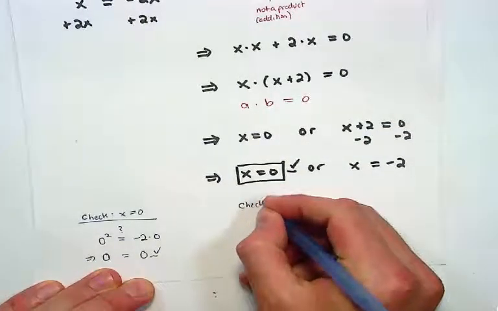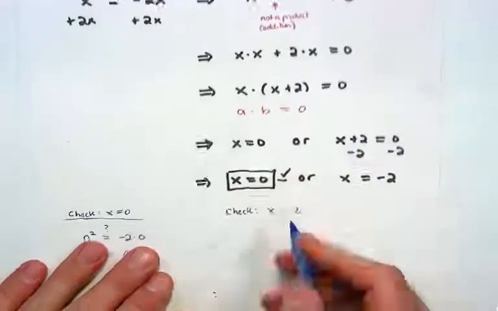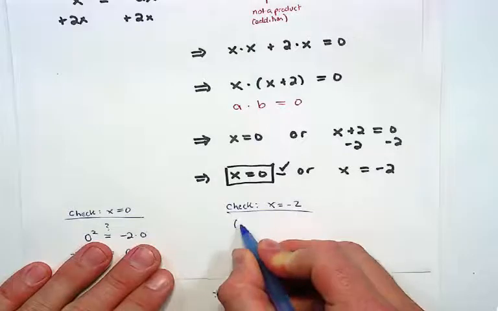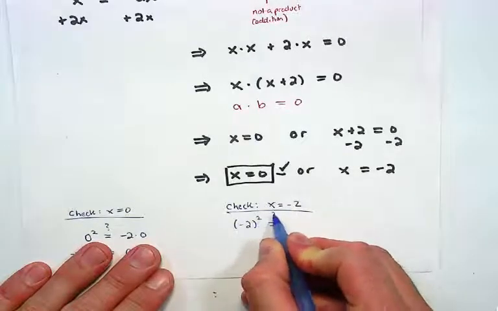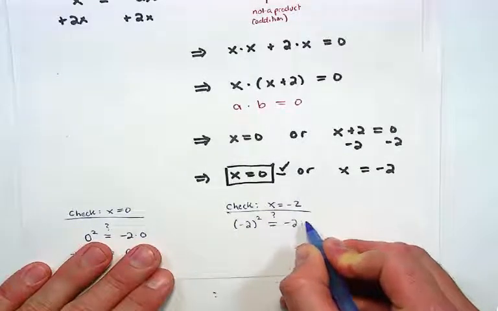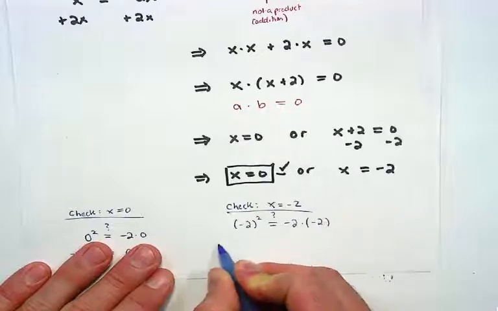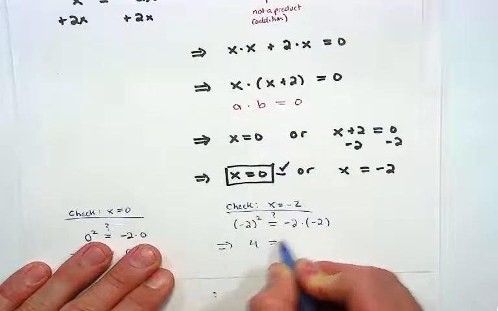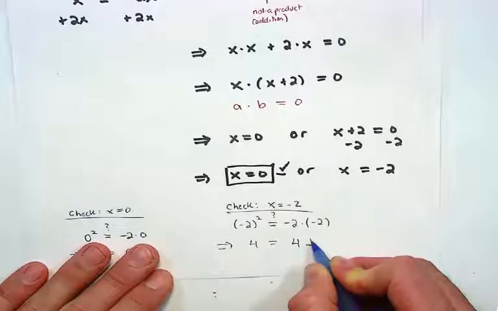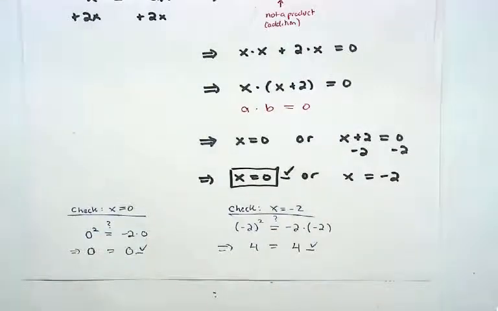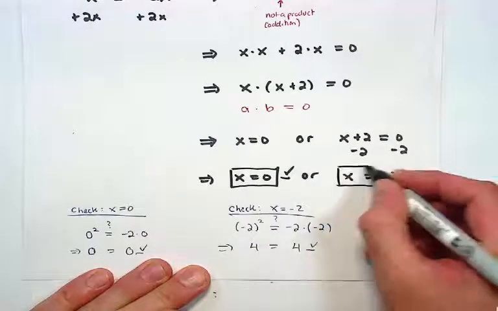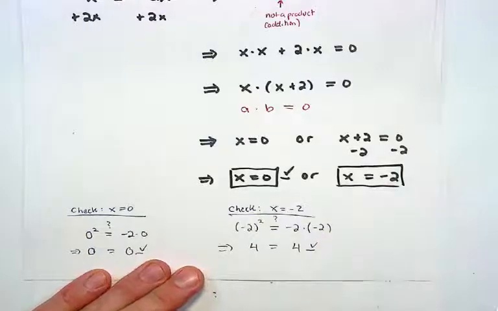Let's take a look at our other guess here. Everywhere we see an x in the original equation, we're going to substitute the value negative 2. In this case, we see negative 2 squared. We want to know, is that equal to negative 2 times negative 2? In fact, negative 2 squared is 4. Negative 2 times negative 2 is 4. That is also a true statement, which means these are two solutions to that equation.